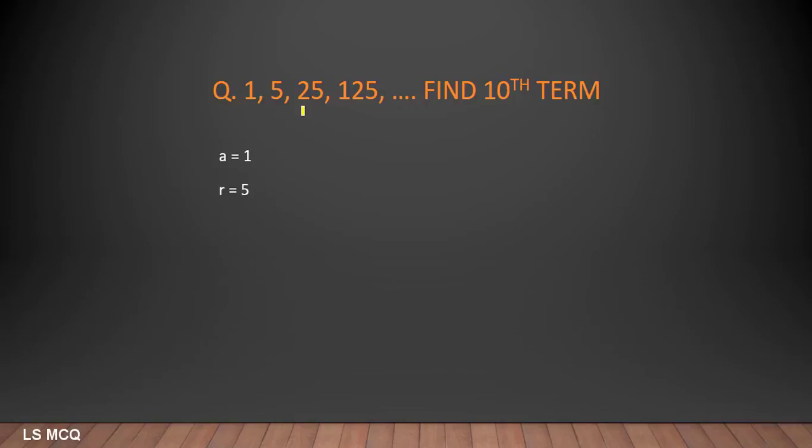To test, we find R, or the common ratio, which is calculated by dividing the second term by the first term. 5 divided by 1 is 5, 25 divided by 5 is again 5, 125 divided by 25 is 5. So we conclude that this is a GP. Since this is a GP, we have the formula of the nth term, which is a R to the power n minus 1, and here n is 10 because the question is asking us to find the 10th term. We substitute the values and find that the 10th term is 5 to the power 9.